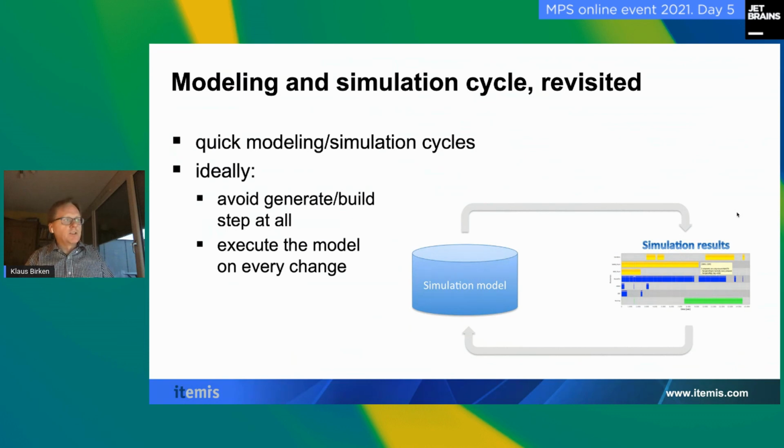I already mentioned that this cycle of changing the model and looking at the results can be quite quick. As we have seen just now, the simulator can be fast because it can warp through time from one point in time to another.